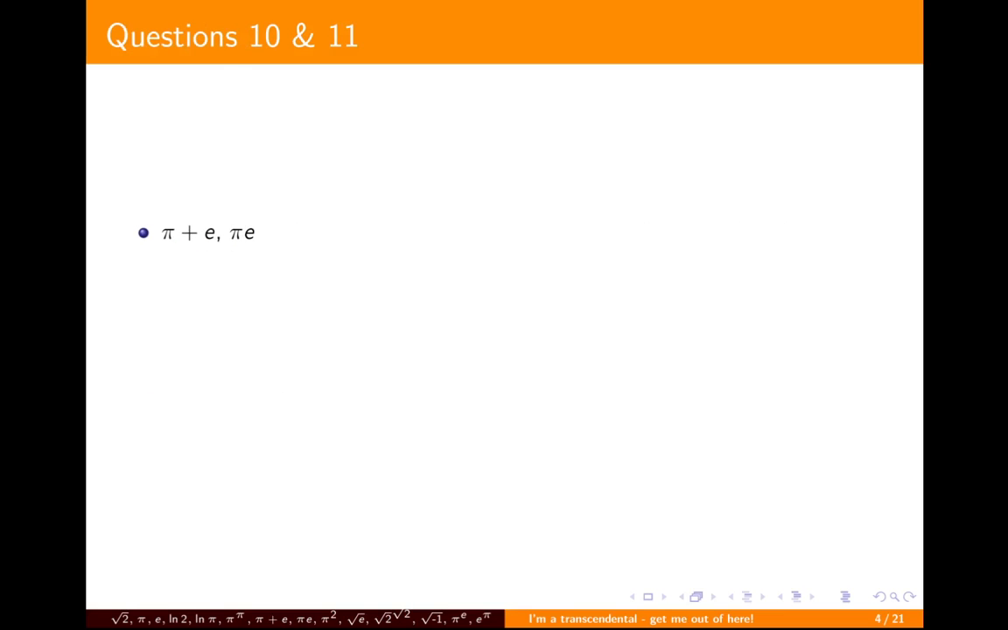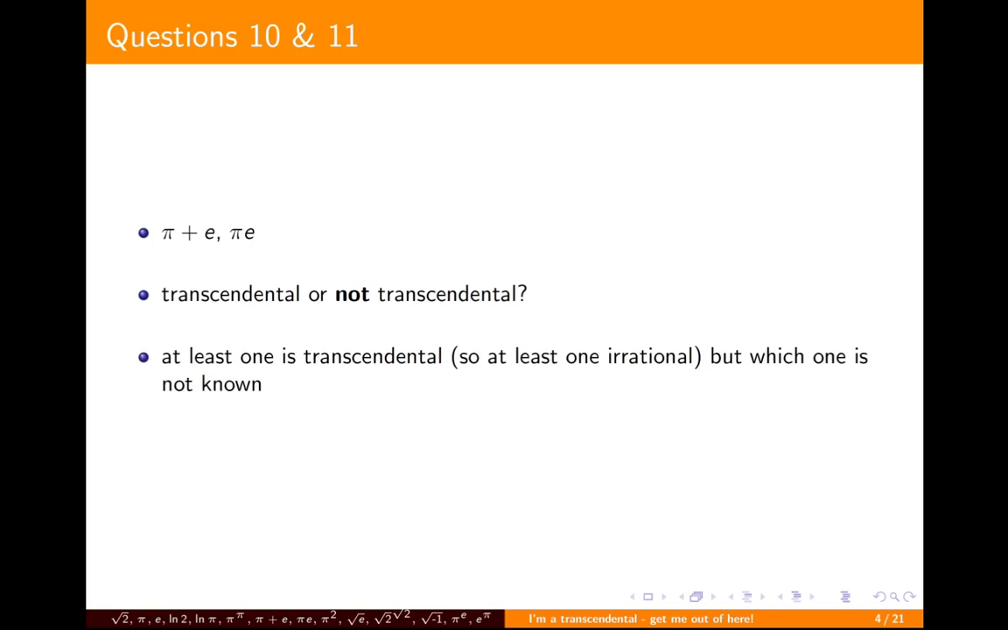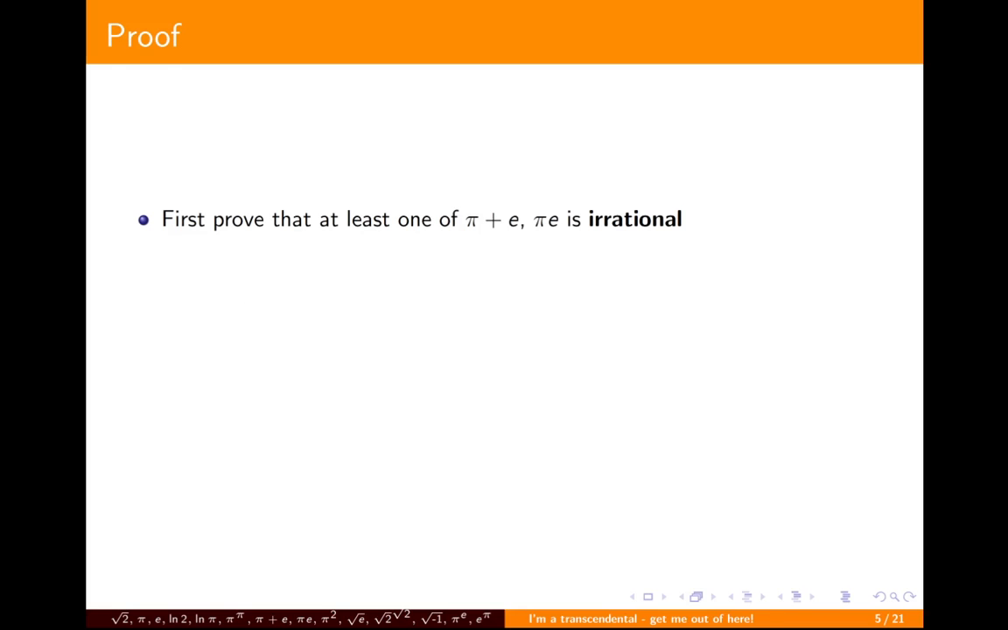So you will recall in questions 10 and 11, we looked at the sum, pi plus e, and the product, pi times e, of two well-known transcendental and irrational numbers. And we asked the question whether these were transcendental or not. And what we learnt was that whilst it is known that at least one of these is transcendental, and hence irrational, it is not known which one. So we begin by proving that at least one of the sum and product of those two transcendental numbers is irrational.